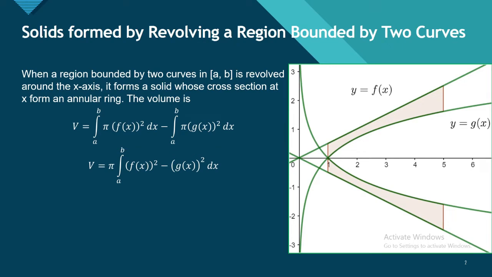It is equal to pi times the integral of the square of f of x, the function that is above the plane region, minus the square of g of x, which is the function that bounds the region below, dx from a to b. And so when you revolve it around the x-axis, the cross-section of this solid is going to be an annular ring, something like this.